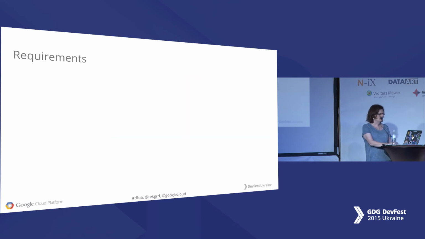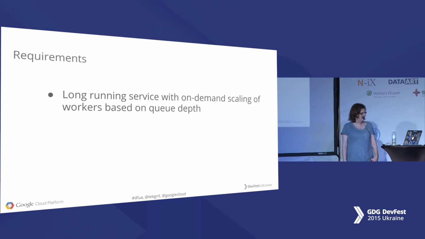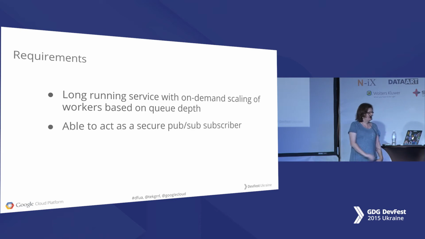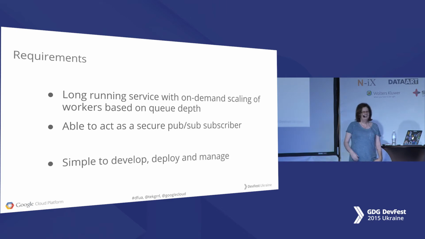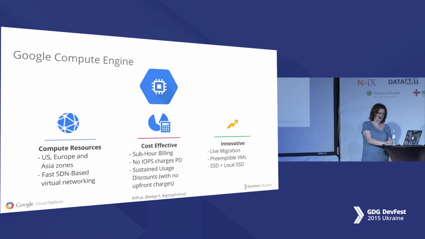So in terms of processing on the pipeline, we have a need for a long-running service with on-demand scaling of those workers that are servicing those topics. And we really want to be able to scale on queue depth being massively important in this case. And we need it to be able to act as a very secure pub/sub subscriber. So again, we don't want anything else subscribing to these topics, just these extractors and stitchers. And it needs to be ultimately simple to develop, deploy, and manage. For this, we chose Google Compute Engine.